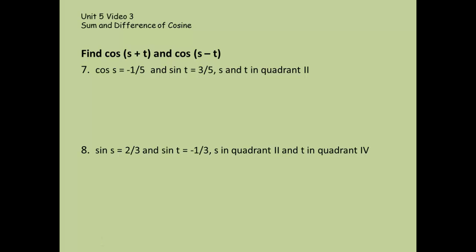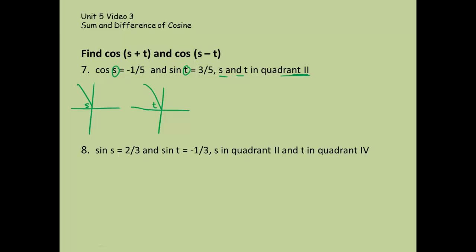The next two examples are going to work with the exact same formula, but they're coming from a different direction. So here I have to actually find the sine and cosine of these other angles. So S and T are representing angles, and both of these angles are located in quadrant 2, as they've shown us. So I'm going to draw a picture for each of them. I'm going to draw angle S over here in quadrant 2, and I'm going to draw angle T in quadrant 2.